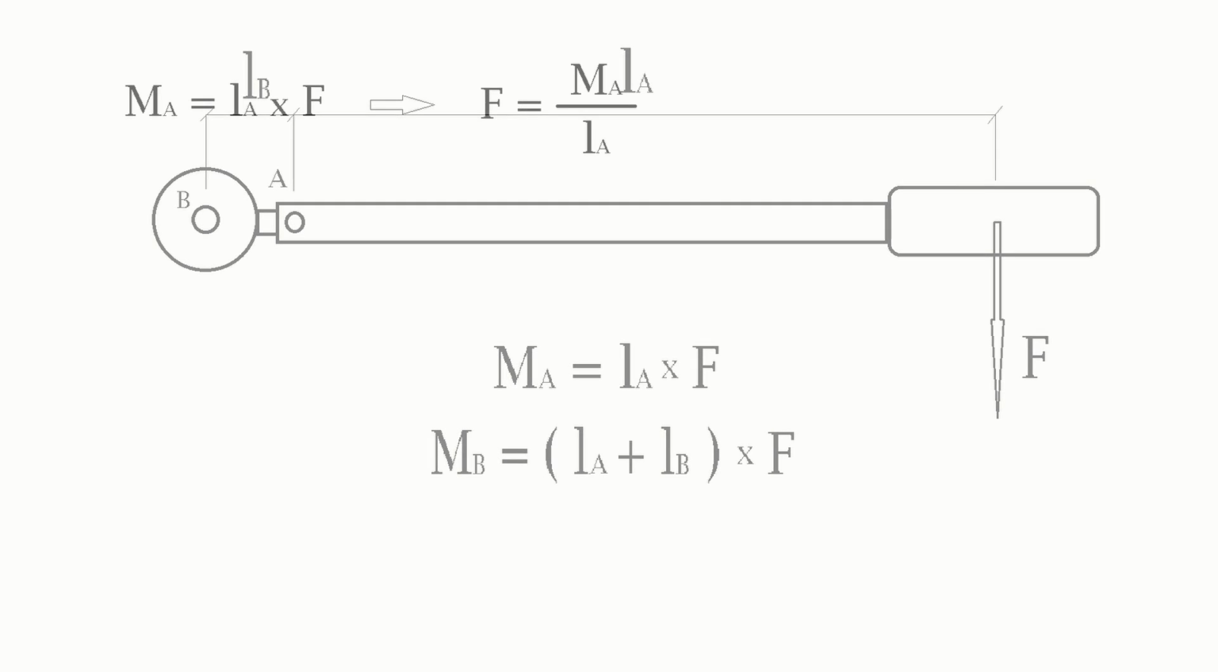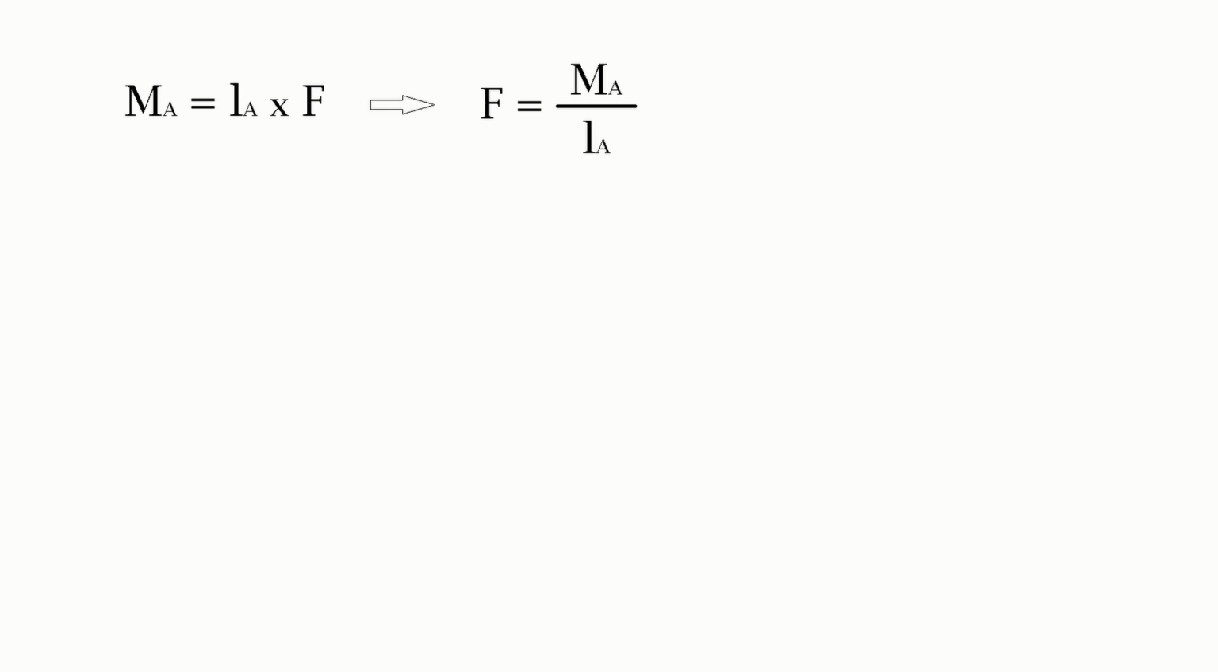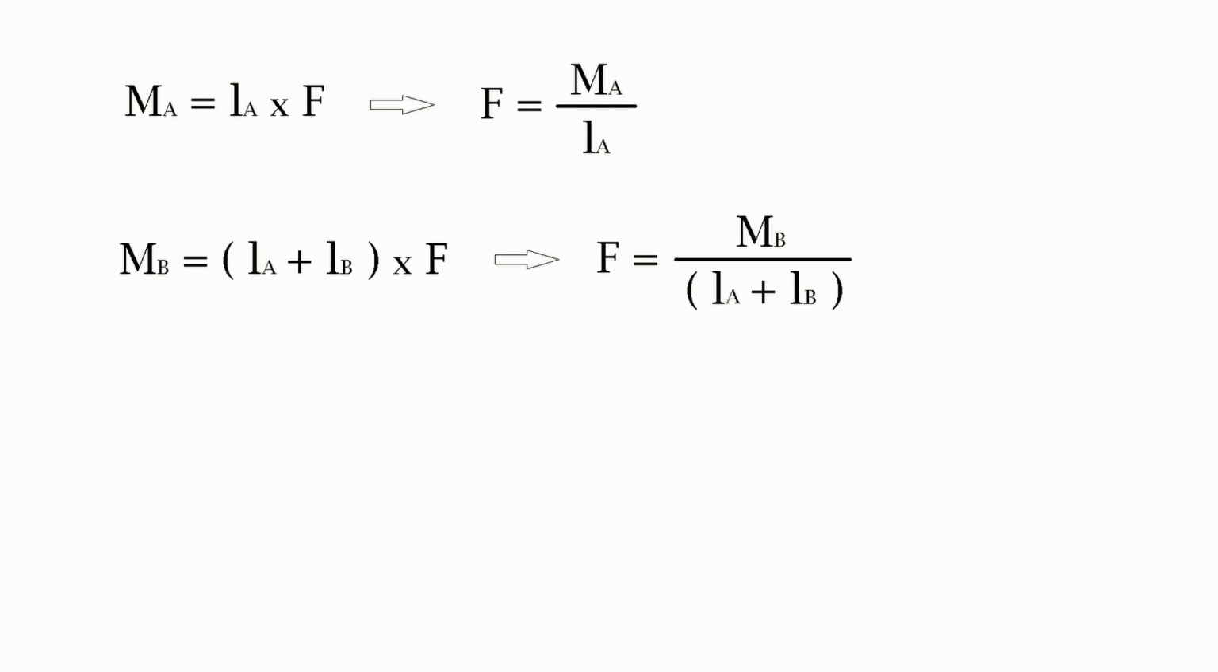From the first equation, force F is the torque MA applied at the pivot point divided by the distance LA. From the second equation, the same force F is the torque applied at the turning point MB divided by combined length LA and LB. Since the force F is the same force in both equations, we can write this equation. This way, at constant force F, we have variables torque M and distance L expressed with such equation.